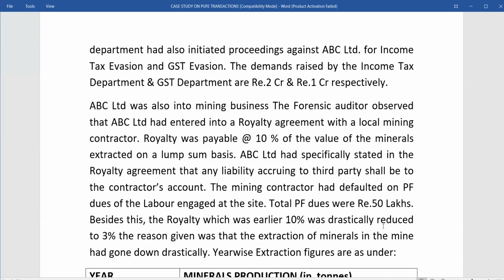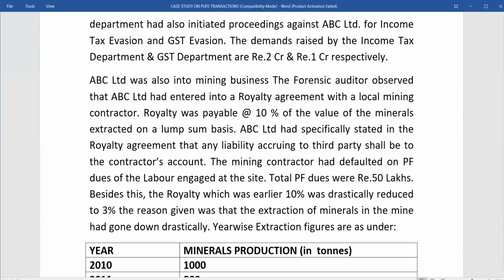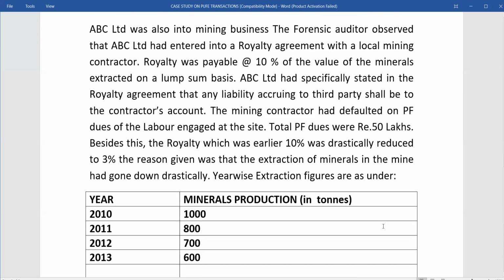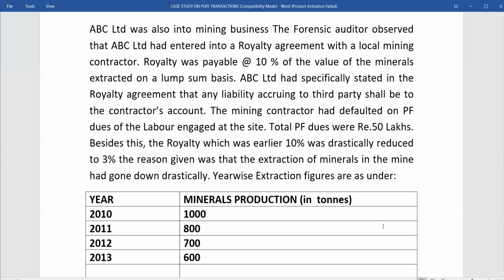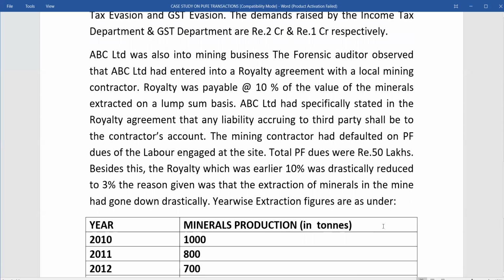Besides this, the royalty, which was earlier 10%, was drastically reduced to 3%. The reason given was that the extraction of minerals in the mine had fallen drastically. The years' production figures are as follows: 1,800 million tons, 7,000, 6,000 tons. So basically, it has been reduced to 60% of the original amount, but they have reduced the royalty from 10% to 3%. So this will also come under extortionate credit transaction.